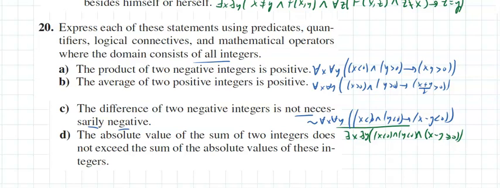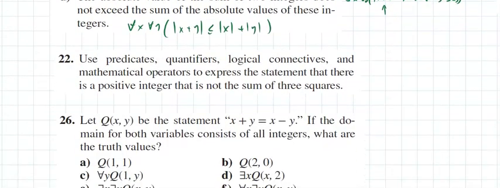D. The absolute value of the sum of two integers does not exceed, is less than or equal to, the sum of the absolute values. Okay, so here it's saying for any x, y, the absolute value of the sum does not exceed the sum of the individual absolute values. So here you're not saying not for all, and here you're saying there's some. That's pretty much the same analogy.